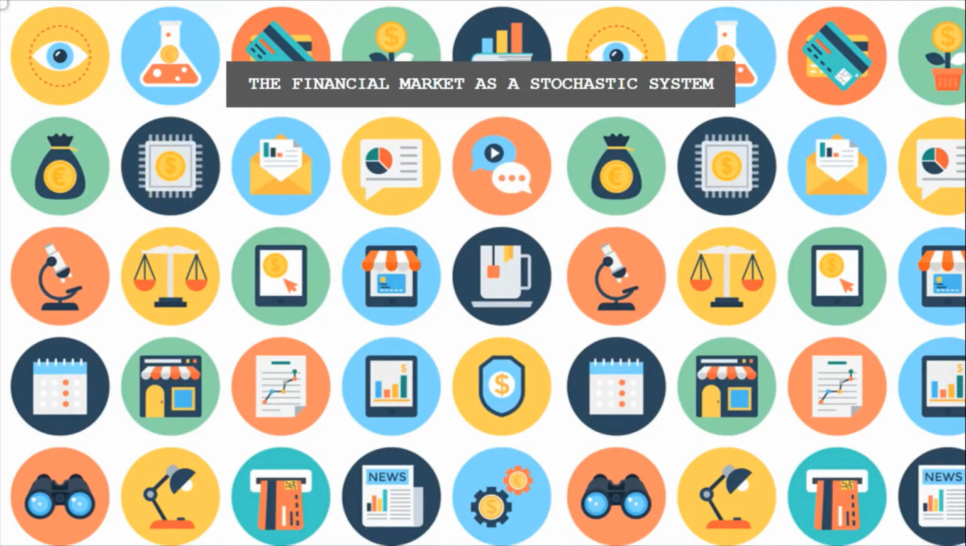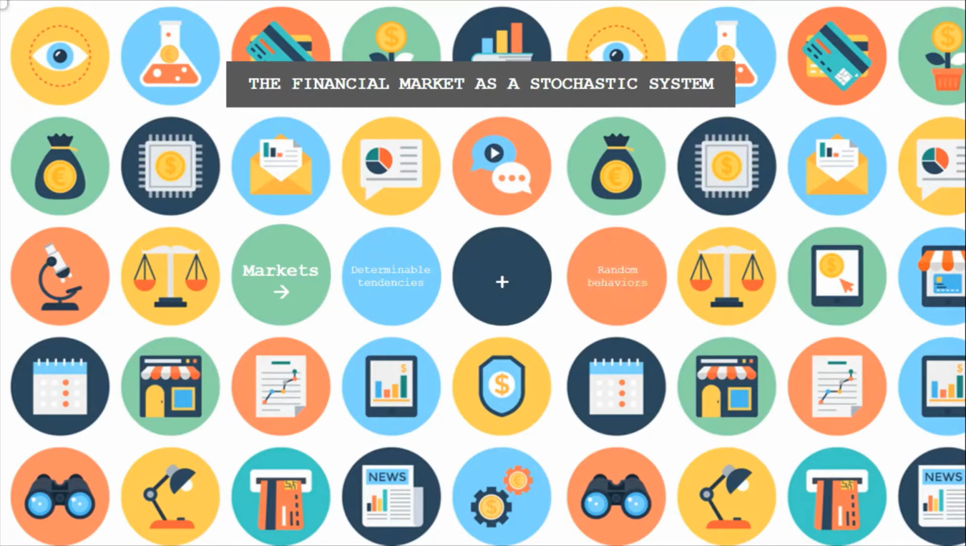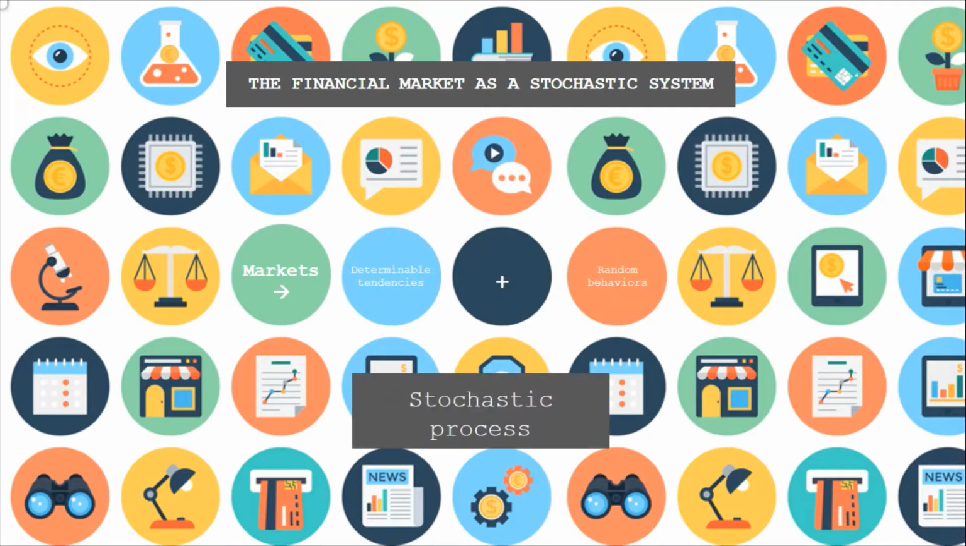First of all, introduction: the market as a stochastic system. Within financial markets, we can find not only determinable tendencies, but also some apparently random behaviors. Because of this, we can understand the market through a stochastic process.